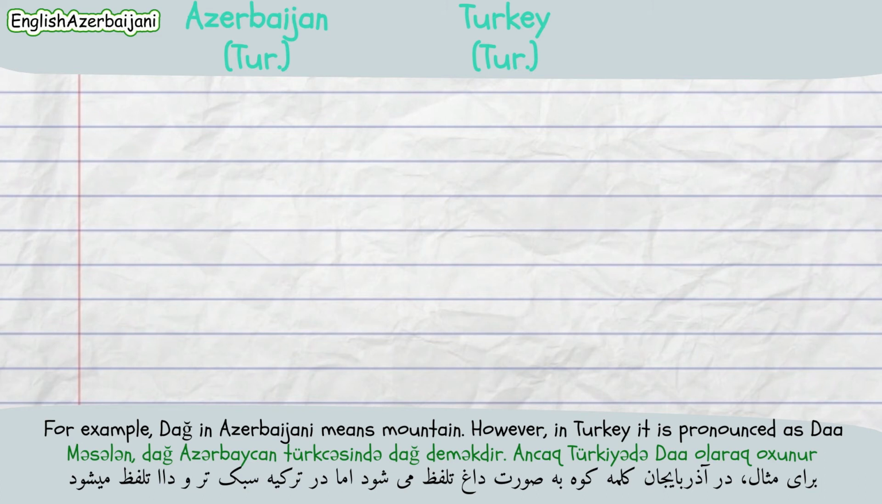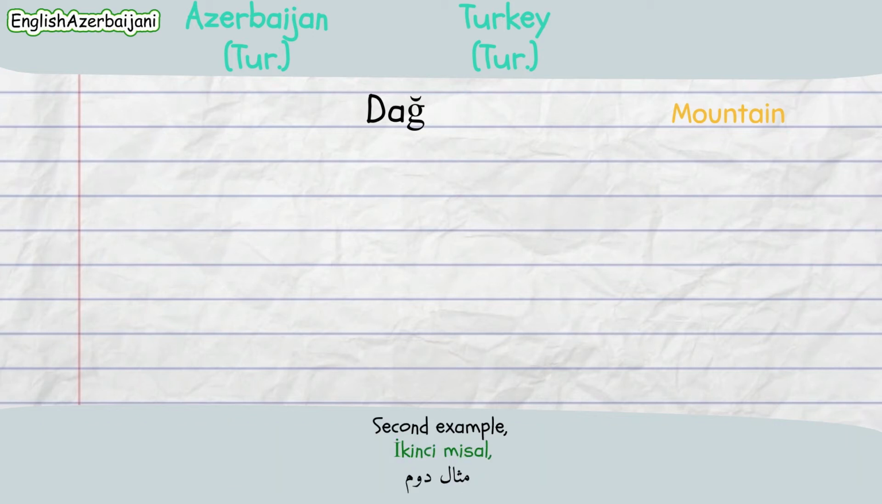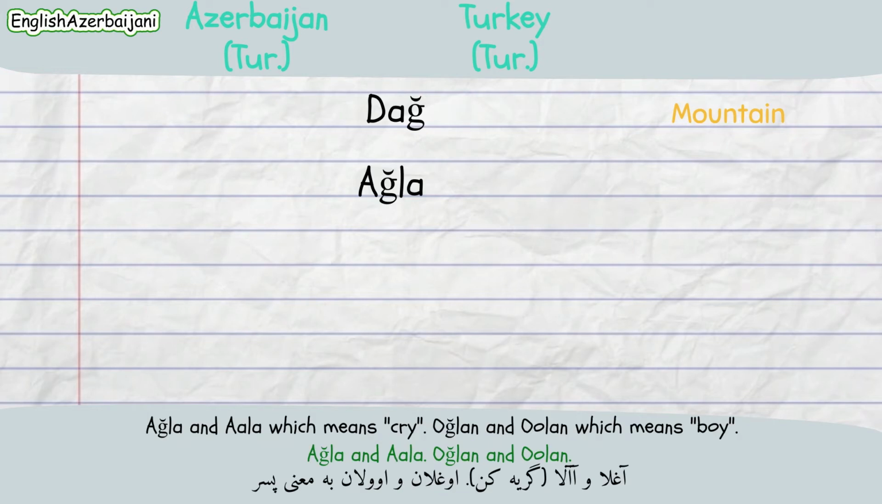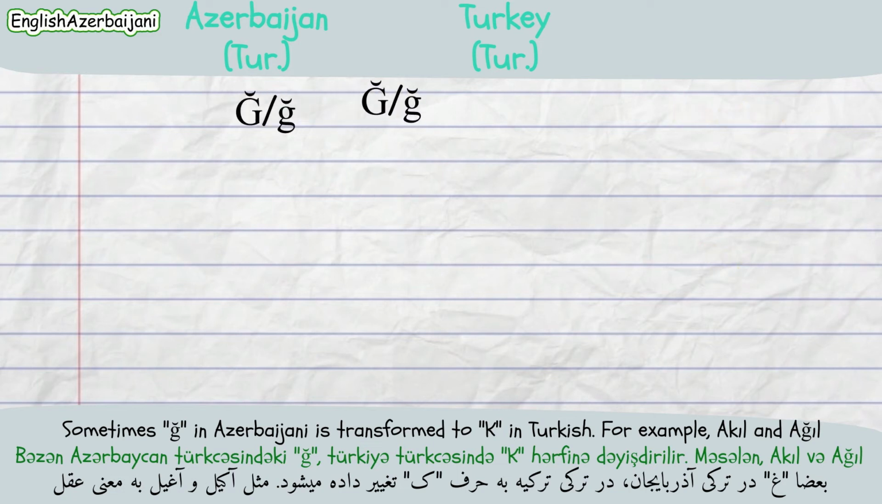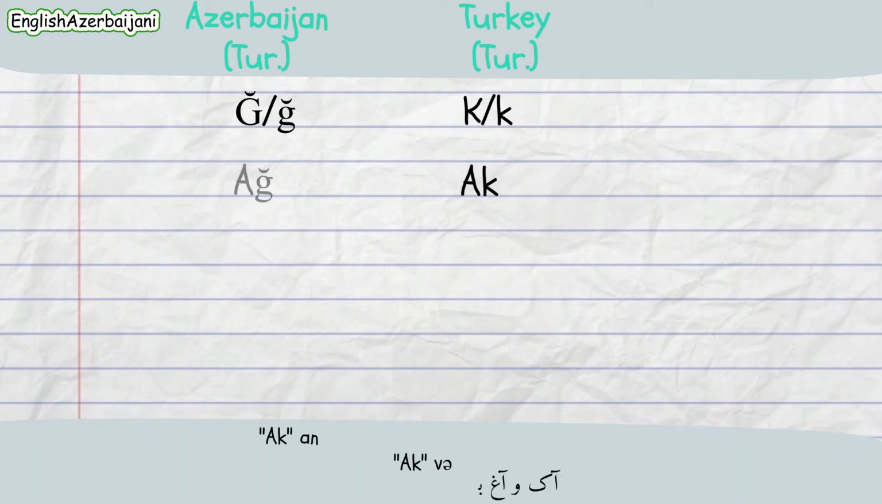For example, dağ in Azerbaijani means mountain. However, in Turkey, it is pronounced as dağ. Second example, ağla and ağla, which means cry. Oğlan and oğlan, which means boy. Sometimes R in Azerbaijani is transformed to K in Turkish. For example, ak and ah, which means the color white.